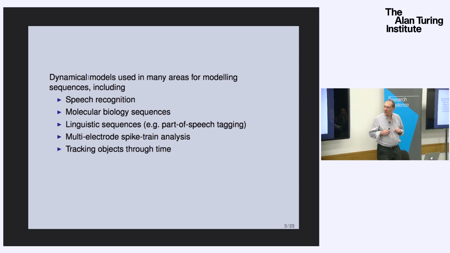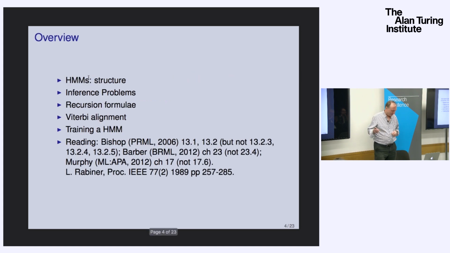As we've just been saying, we can see these dynamical systems models in all sorts of places: speech recognition, molecular biology, where, interestingly, the sequence isn't a temporal sequence, it's actually a physical sequence. We can have linguistic sequences and things like that. We can have spike trains in neural data analysis, all sorts of time series.